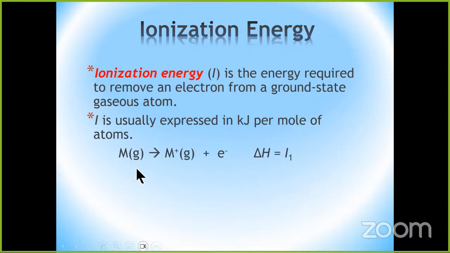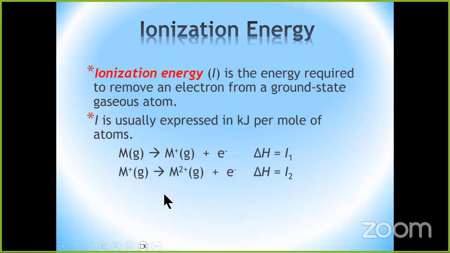So this is your atom in the gaseous state, and this is the reaction where an electron is being removed, and it forms a gaseous ion. The energy change for that is called the ionization energy, right? And ionization energy is usually expressed in kilojoules per mole of atoms.